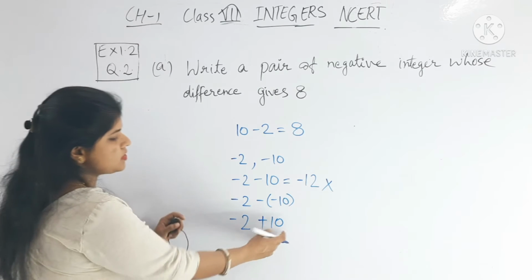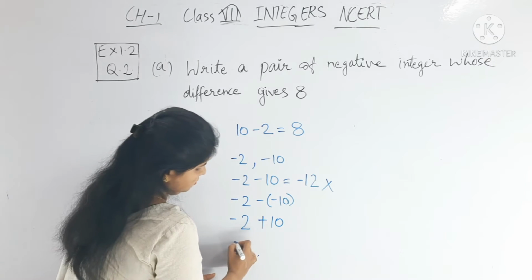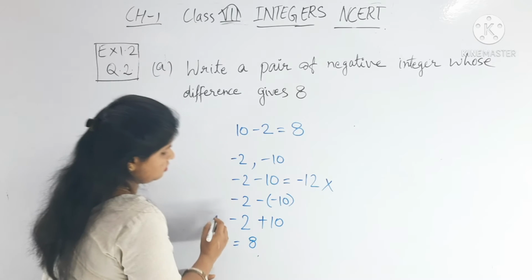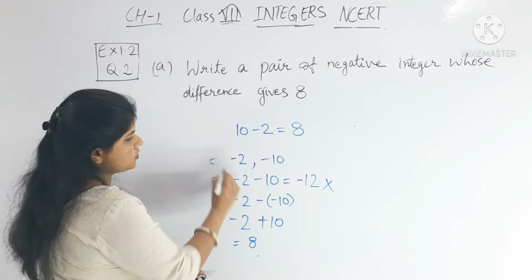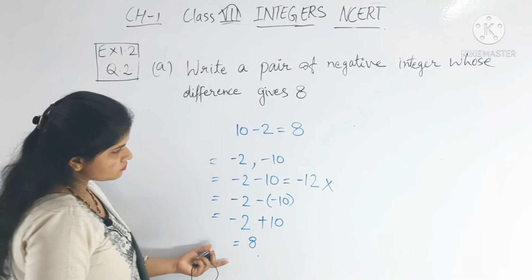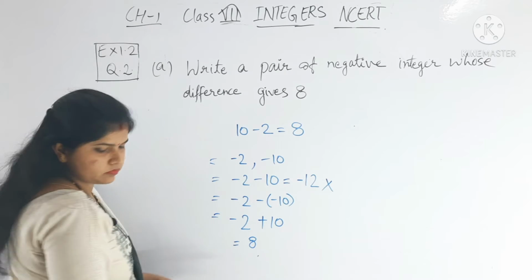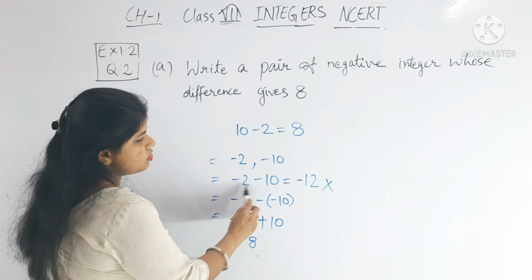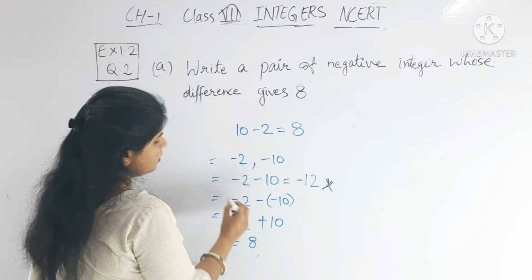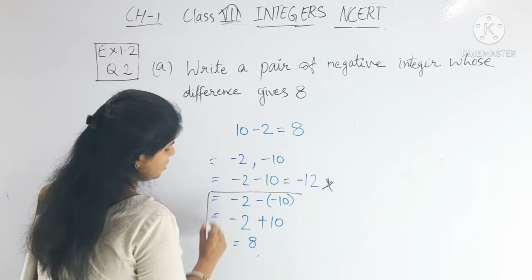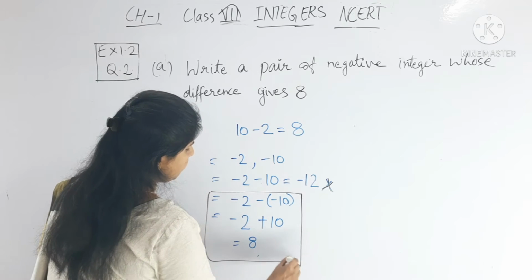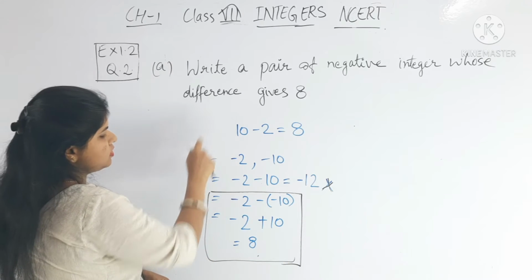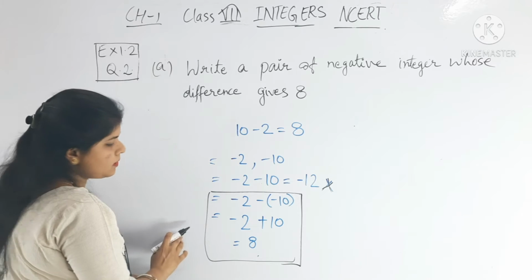So minus 2 plus 10 equal to 8. So I am getting 8. Okay, so it will be wrong if I take minus minus. So I have to write this one. This is the solution for this part A.